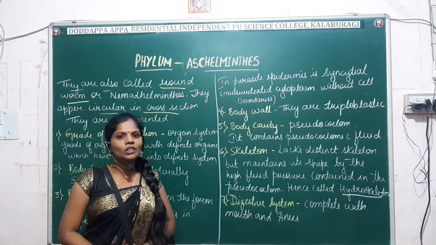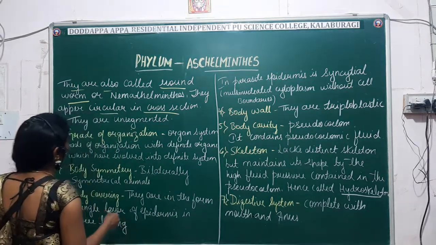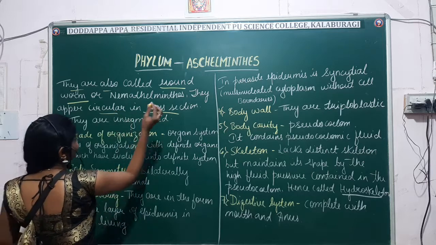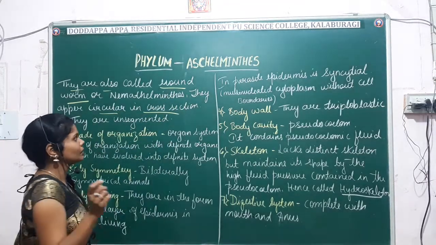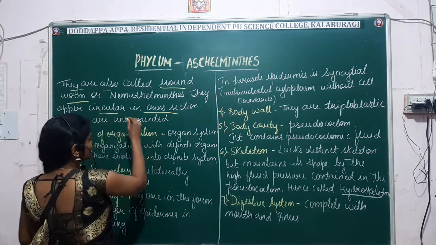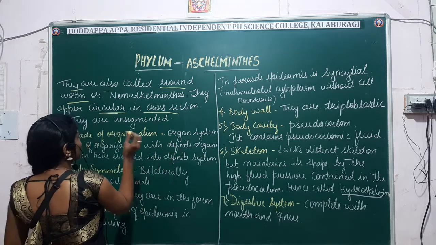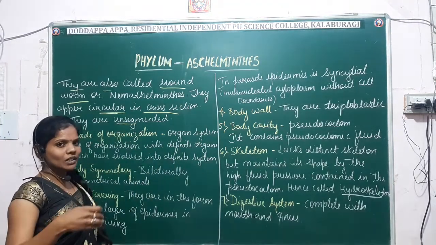Next we move on to the important characteristic features of Aschelminthes. Aschelminthes, also known as Nematohelminthes, roundworms or Nematoda, have a circular cross section. Apart from this, they are unsegmented; you cannot find any segments on their body.